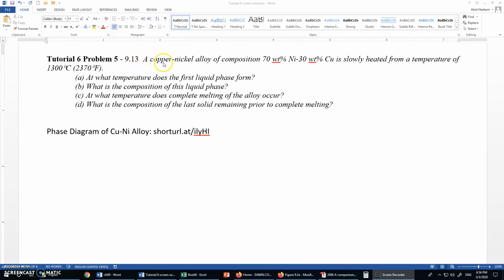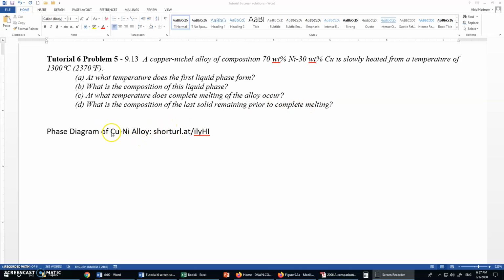Problem 5. A copper nickel alloy of composition 70 weight% nickel and 30 weight% copper is slowly heated from a temperature of 1300 degrees centigrade. At what temperature does the first liquid phase form? What is the composition of this liquid phase? At what temperature does complete melting of the alloy occur? And what is the composition of the last solid remaining prior to complete melting?